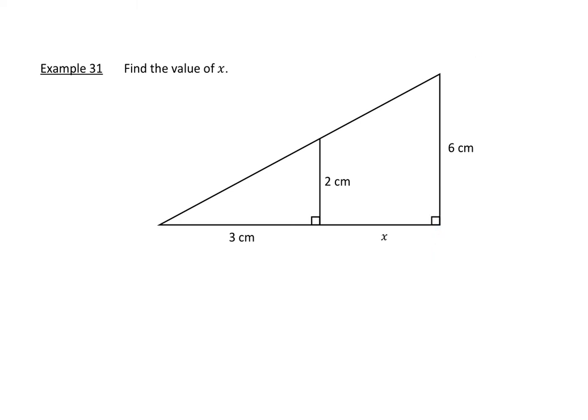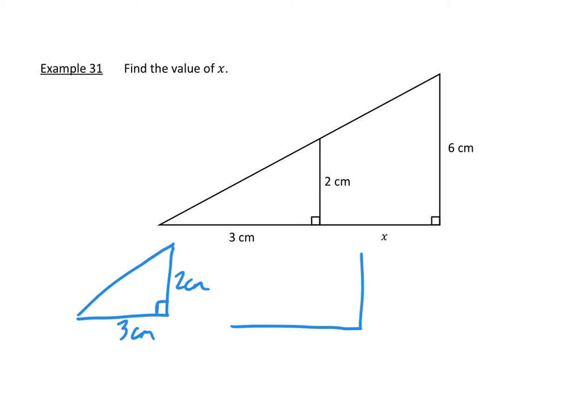Okay, right, we need to find this side x. I'm going to redraw this with two triangles. So my small triangle, I'll mark in my right angle. There was a 3 centimeters and a 2 centimeters. And my bigger triangle, which we now know is similar, has a tall side of 6 centimeters, and its horizontal side is 3 plus x centimeters.